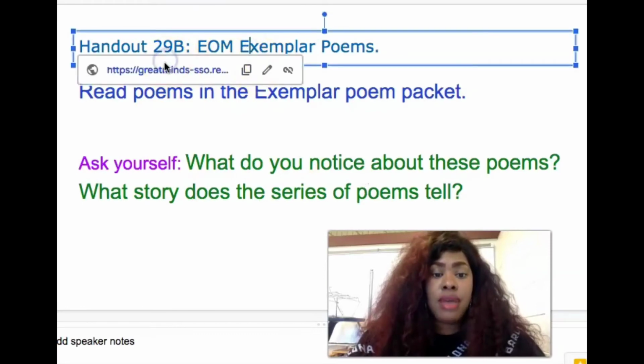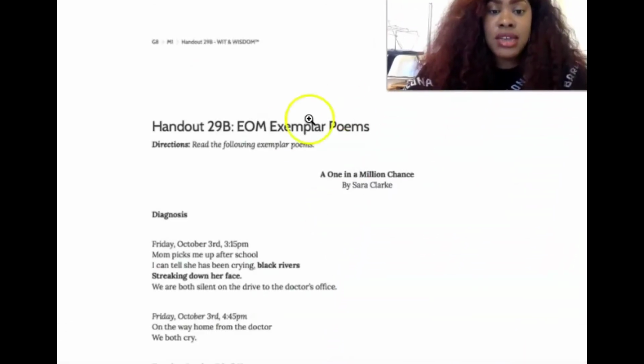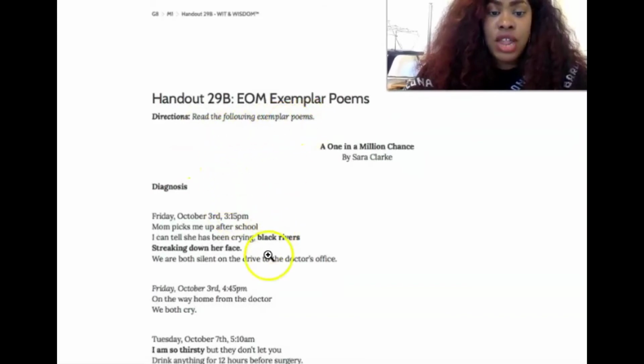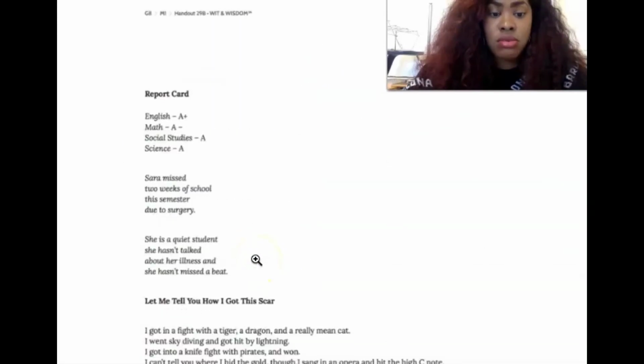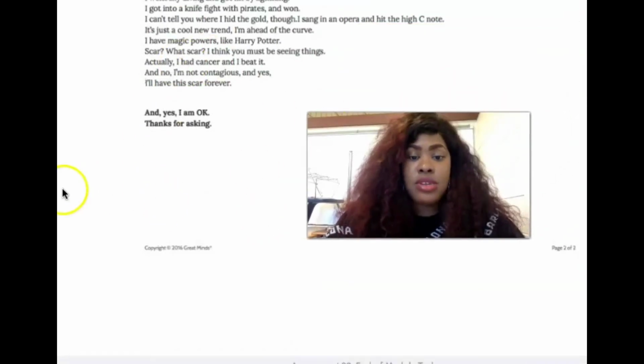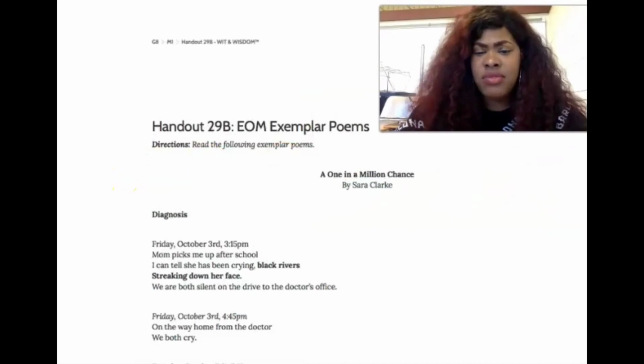So here, I am going to show you what the exemplar poems look like. These are the poems, and I just want you to read the following poems. And this is going to help guide you as an example of what your poems should look like as you're writing.